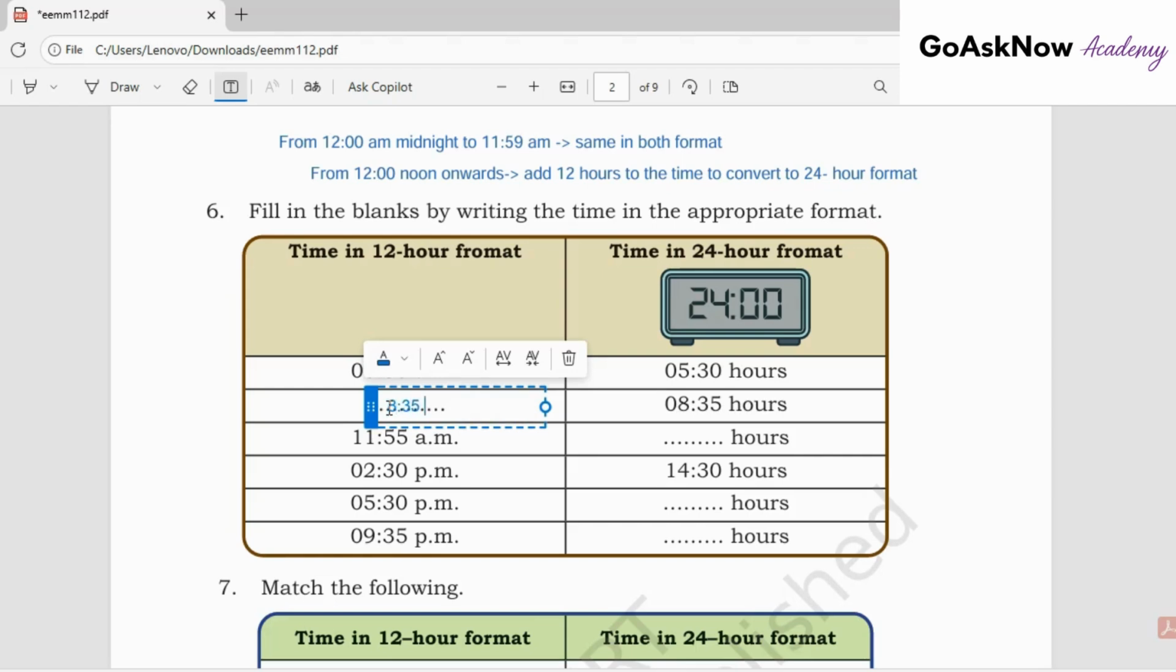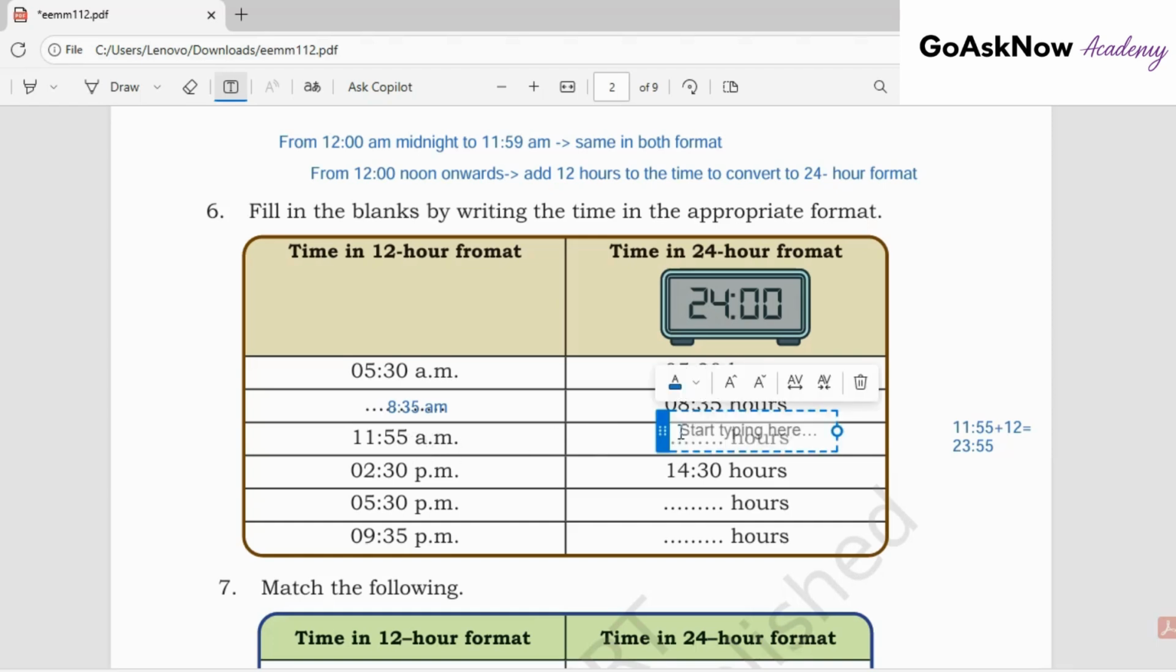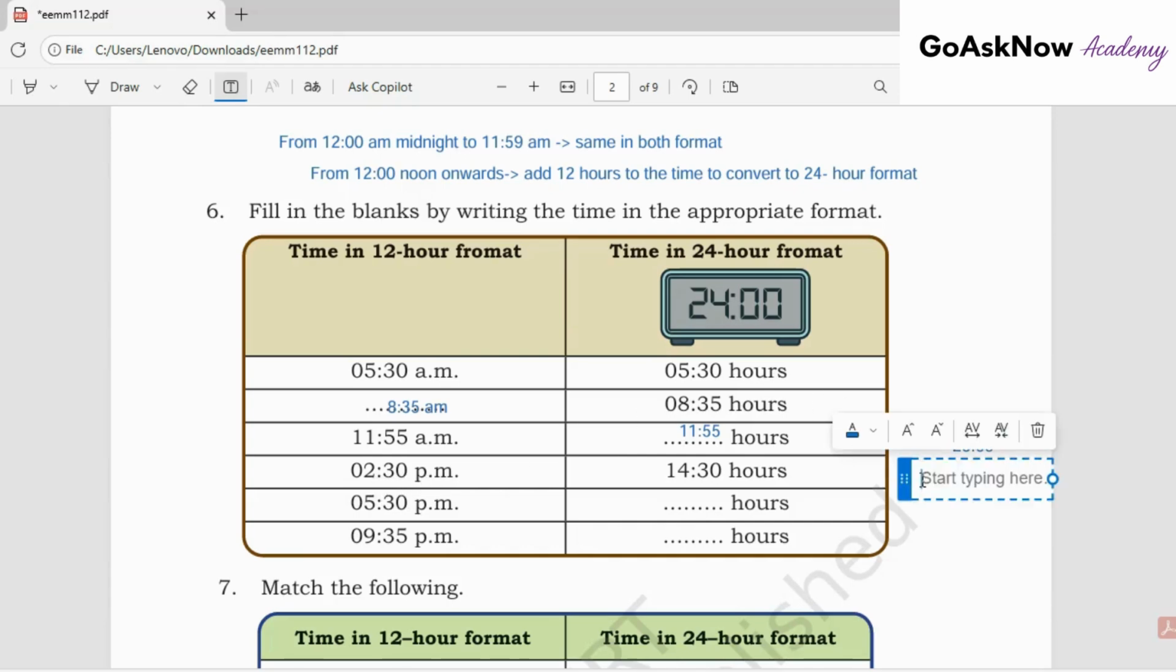Okay. Next, here 20:35, which is 8:35 p.m. Next, 11:55 p.m., we have to add 12 hours. 11:55 plus 12 hours is equal to 23:55. Here the answer is 11:55 a.m., we can write it as 11:55. Then 12:30 p.m., here 2:30 plus 12 is equal to 14:30. The answer is right.